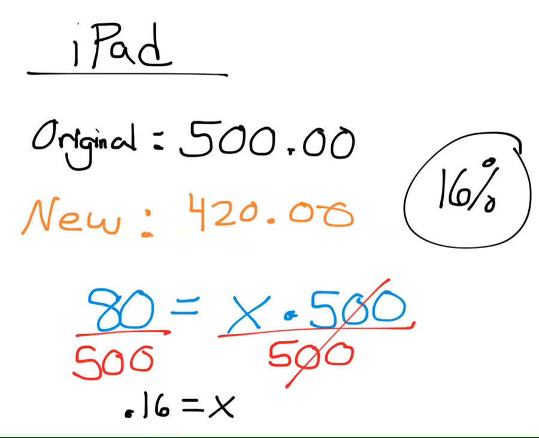So this would be a 16% decrease, right? And all I really did was I took the difference in the two numbers and I divided it by the original amount. Right? That's all I'm really doing here. But here's what the algebra looked like. I took the difference in the two numbers and divided it by the original amount. All right, so let's try one or two of those.